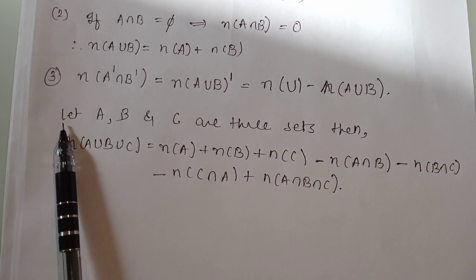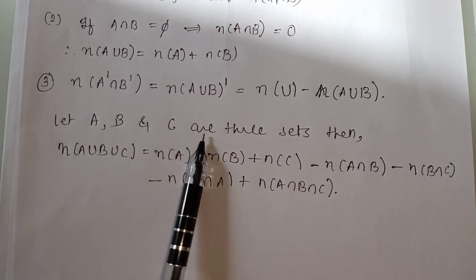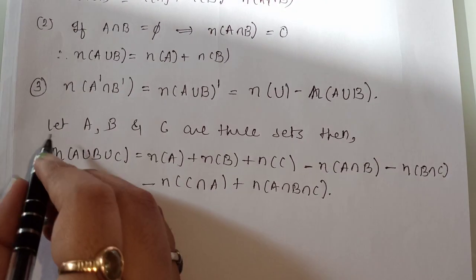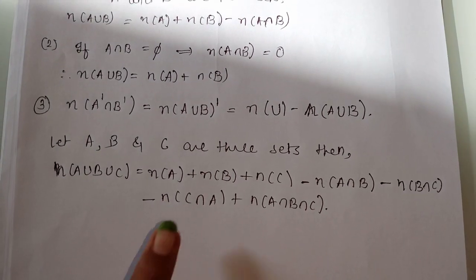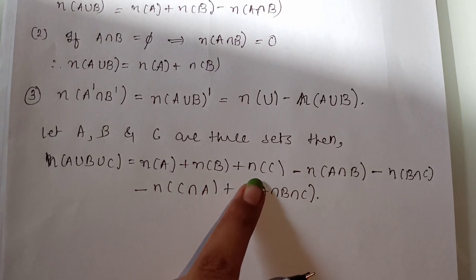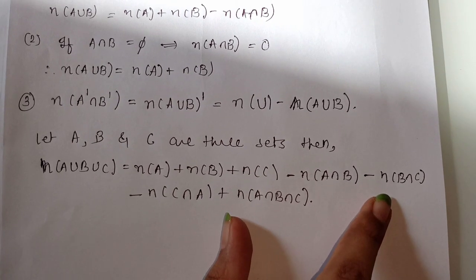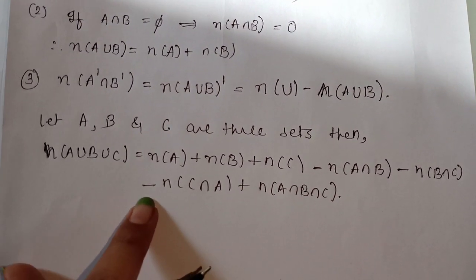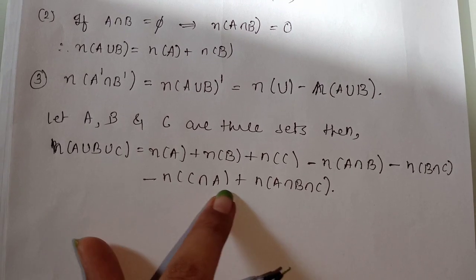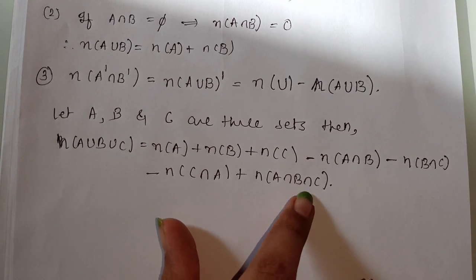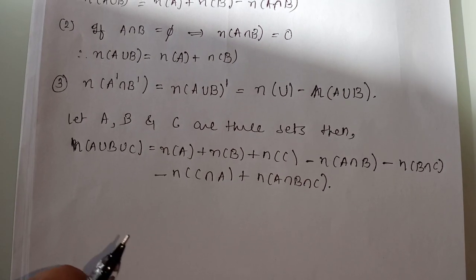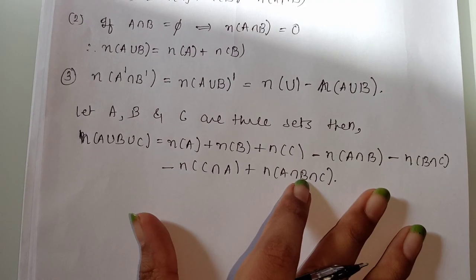And if three sets are given, A, B and C, then number of A union B union C is nothing but number of A plus number of B plus number of C minus number of A intersection B minus number of B intersection C minus number of C intersection A plus number of A intersection B intersection C. Now let us see some examples.